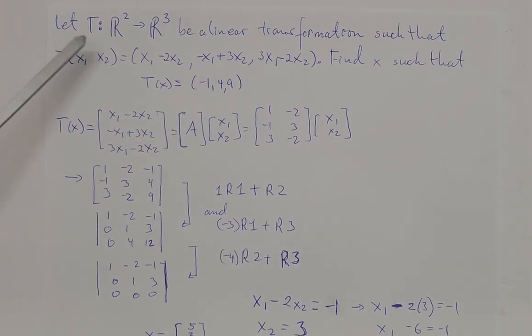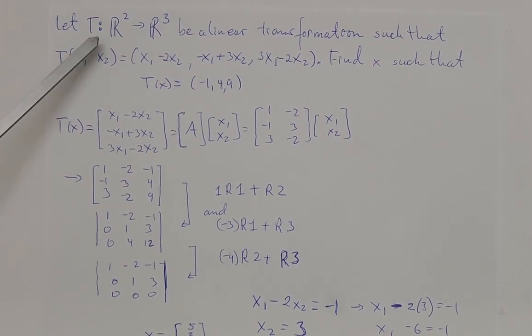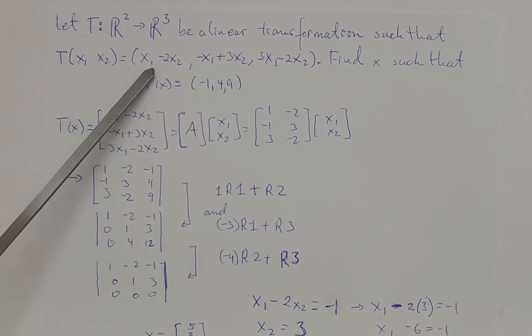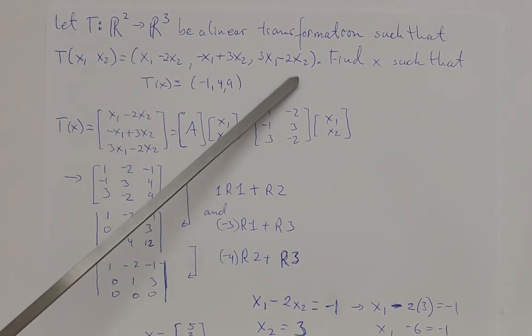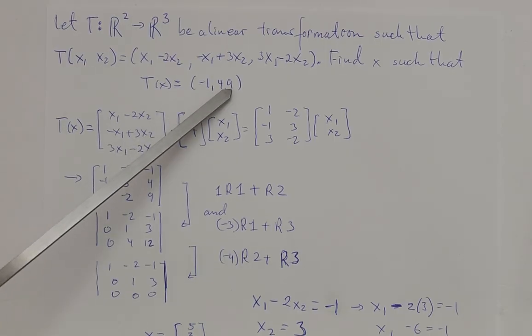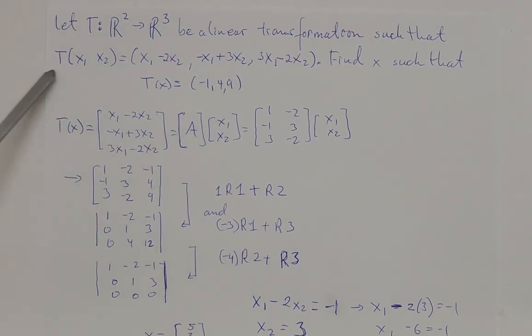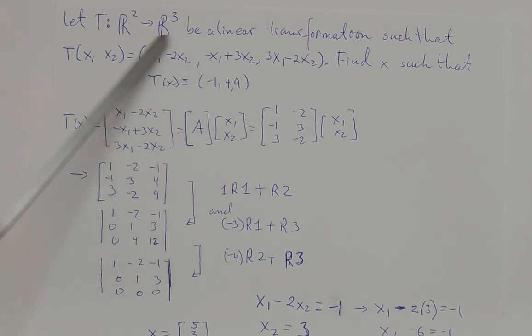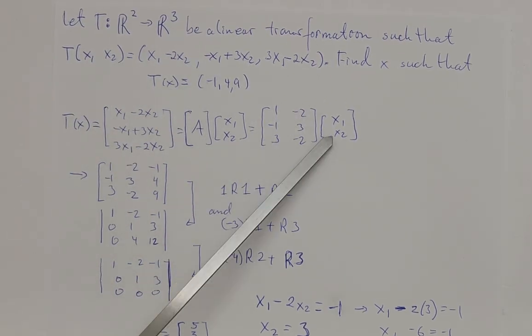This lesson is: let T such that R2 is mapped to R3 be a linear transformation. Find x such that T of x is -1, 4, and 9. Okay, so this is the linear transformation. Rewrite this linear transformation into matrix form.